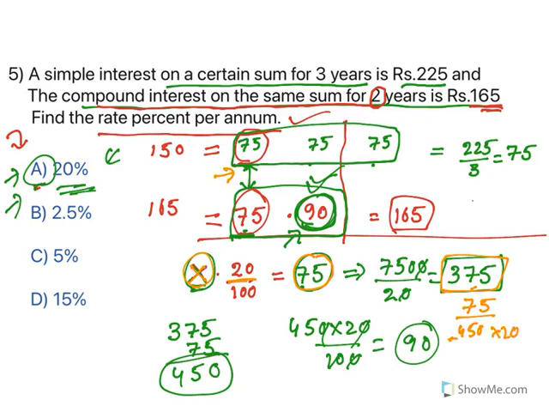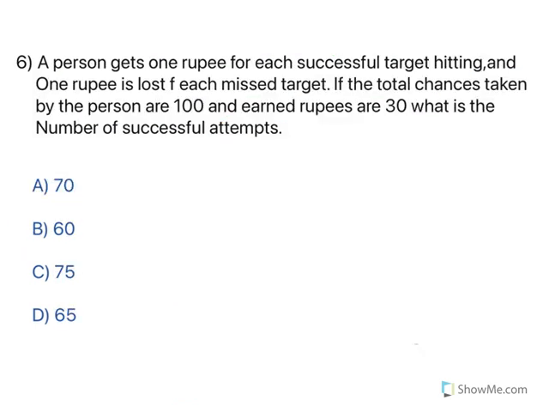For 450, 20% is 90. So this is what is given in the data. In 2 years, if he is earning 165, the second year interest is 90 rupees, and that is what we got here. So the answer is the interest rate is 20%. So see, mental ability can be done without doing all the formulas. Let us see the next one.